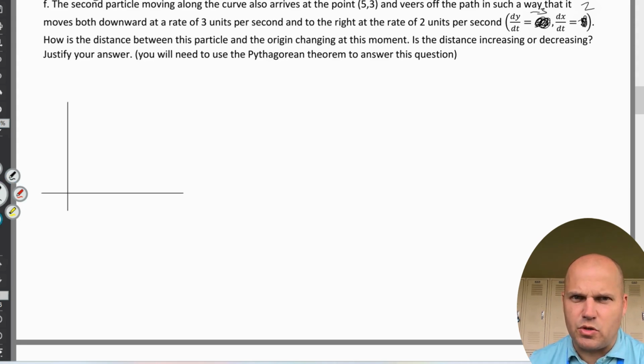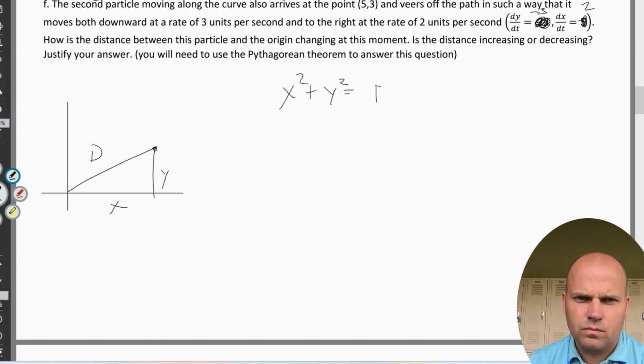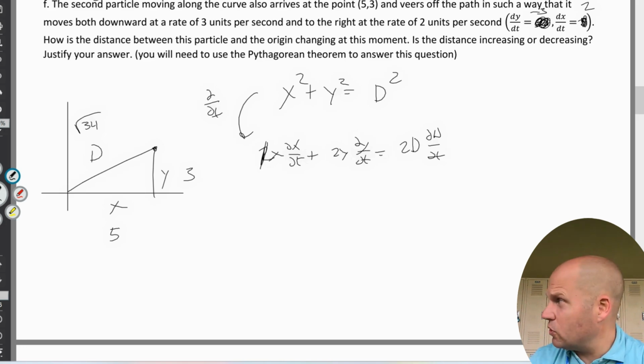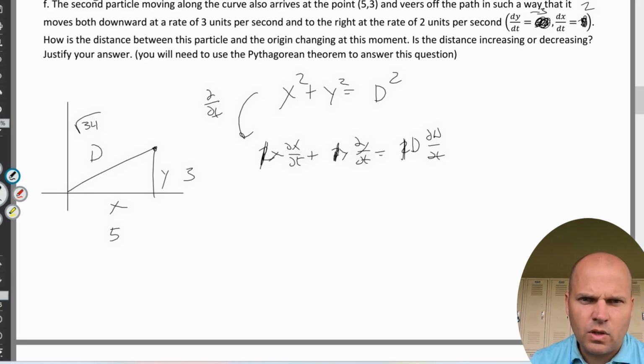This is another situation where we use the right triangle. (5,3). X, Y, D. But we use the Pythagorean theorem. If X is 5 and Y is 3, D is root 34. I'm going to take the derivative with respect to t, get 2x dx/dt plus 2y dy/dt equals 2D dD/dt. That's the derivatives of those. The 2's will be able to cancel. We have an x, y, D, a dy/dt, and a dx/dt.